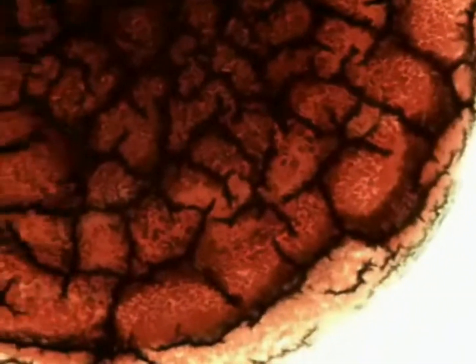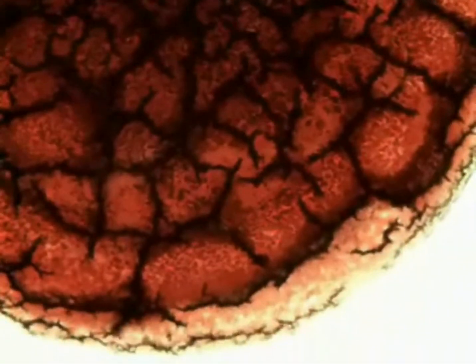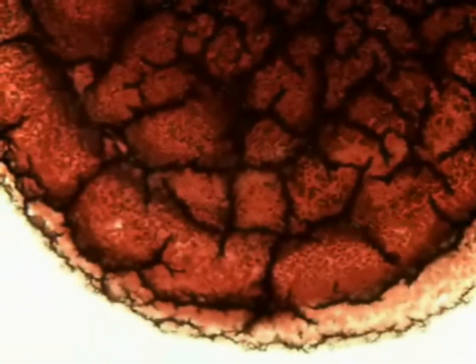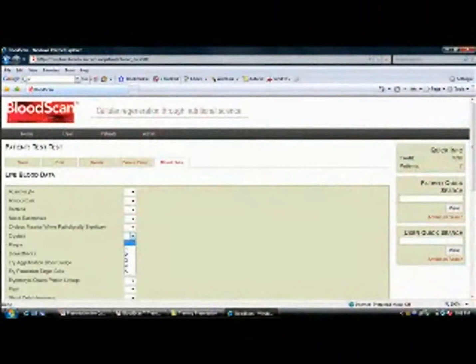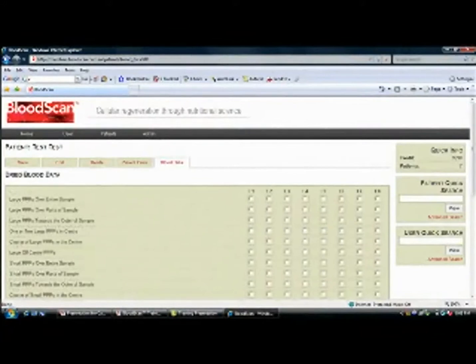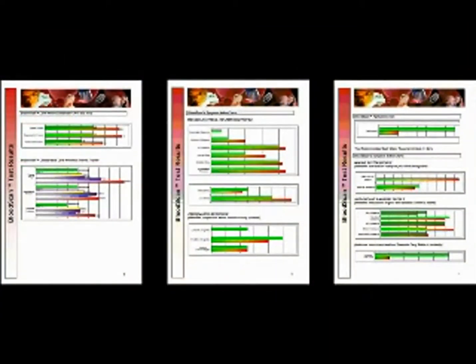Once all this information has been visually collected by the practitioner, the information is then entered directly into our reporting system software. This allows for the input of data into such areas as the live blood, the stained blood, and of course the dark field, the dried blood. Once this information is in, the system then produces a comprehensive report of the patient's general well-being.